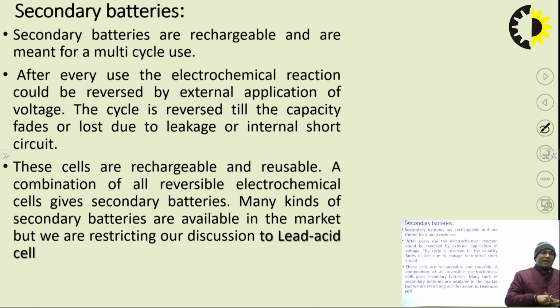So the cycle is reversed until the capacity fades or is lost due to leakage or internal short circuit. This cell, which is converted from electrochemical to electrolytic and electrolytic back to electrochemical, has this cycle reversed many times, until it fades, leaks, or an internal short circuit occurs. Hence, it will be reused again and again. These cycles are rechargeable and reusable. A combination of all reversible electrochemical cells gives secondary batteries.